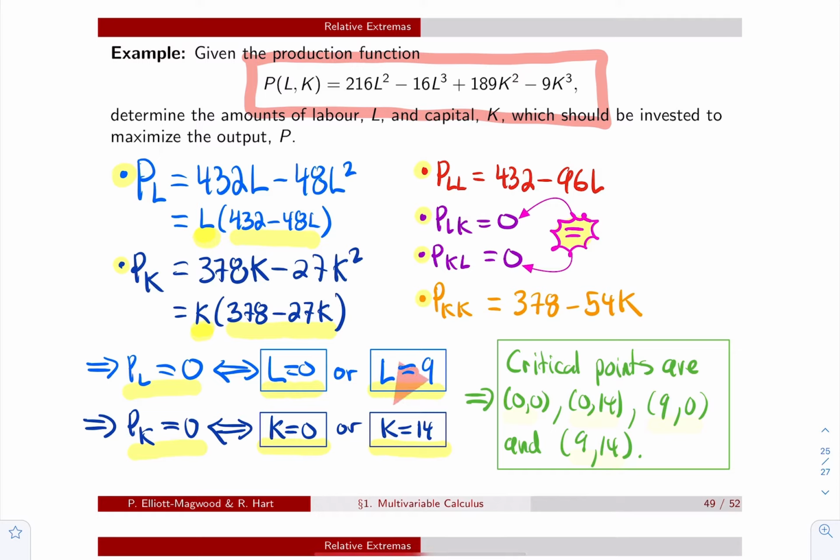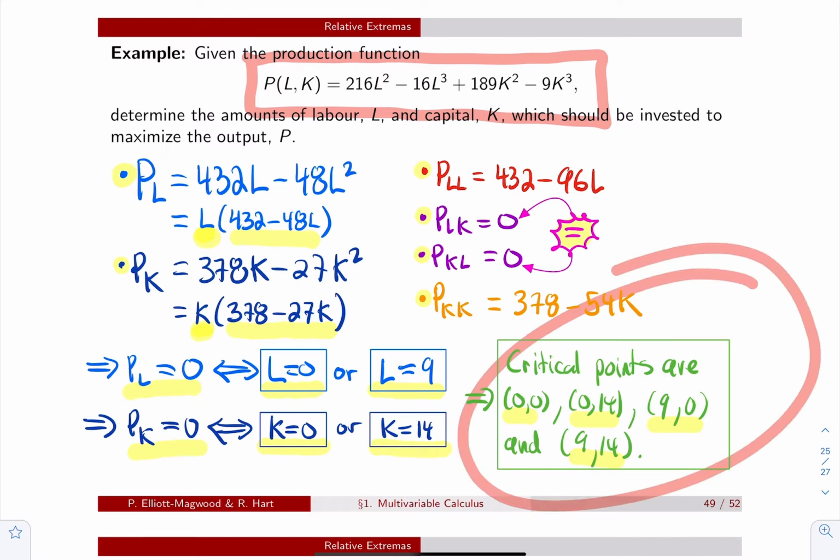So this actually induces 4 critical points: (0, 0), (0, 14), (9, 0), and (9, 14). And we're going to have to classify all those 4 critical points. Again, you're classifying 1 or classifying 4. It's not more difficult, it's just more tedious. So I've done all of them for you.